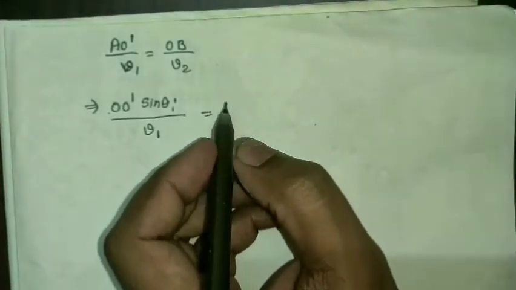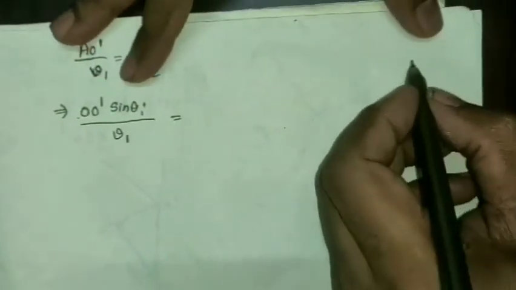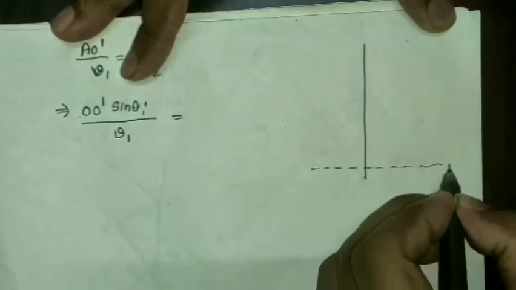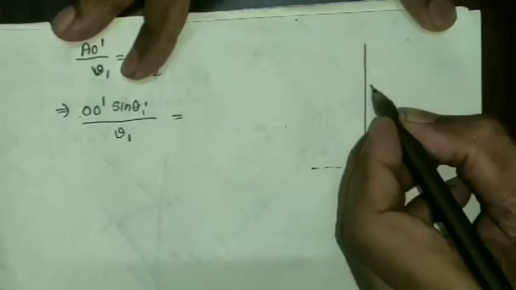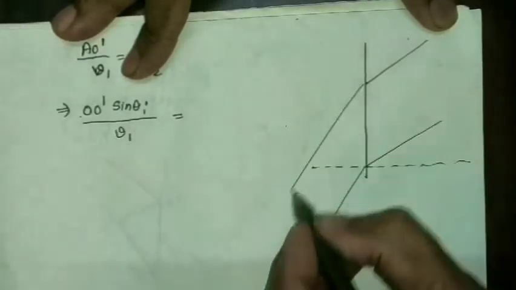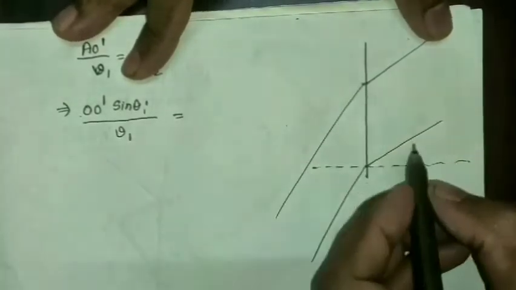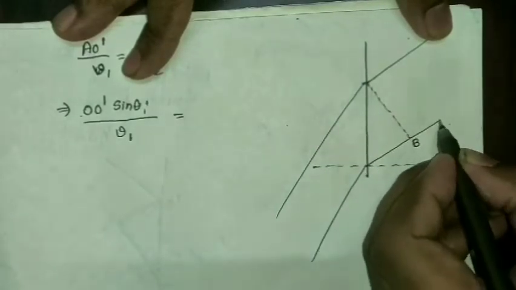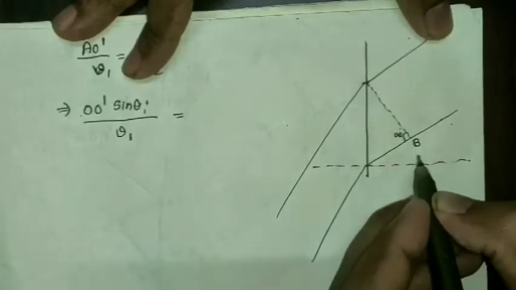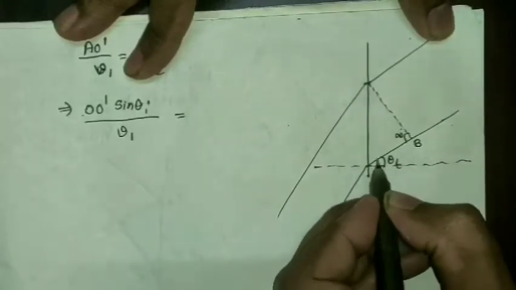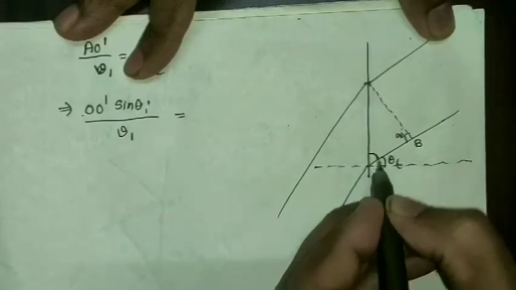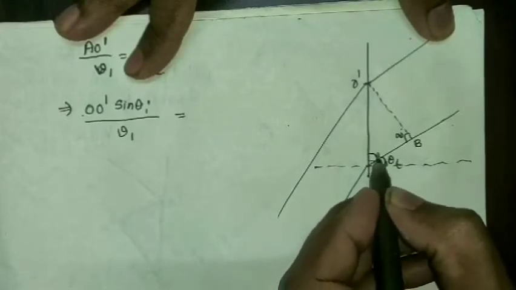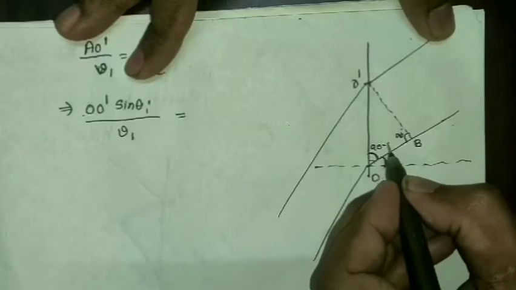What is the value of OB? Let us have the diagram. This is the boundary separating the mediums, this is the normal line, and this is the transmitted electromagnetic wave. This is the perpendicular drawn onto the two dash points, so this is 90 degrees. This angle is theta t, and the total angle is 90, so this other angle is 90 minus theta t.